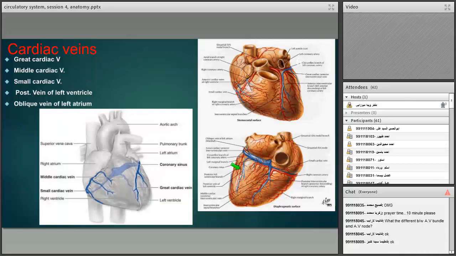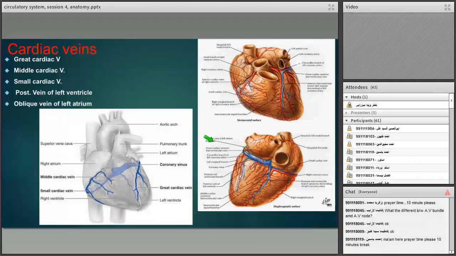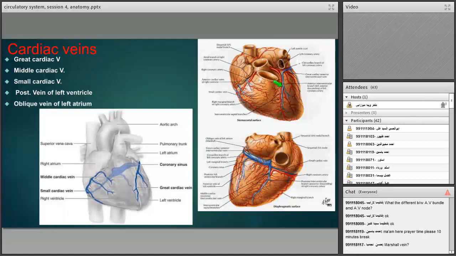And another branch is the oblique vein of the left atrium, also called the Marshall vein. Here we have the Marshall vein on the posterior side of the left atrium. Now listen please. The great cardiac vein, yes, Marshall vein.